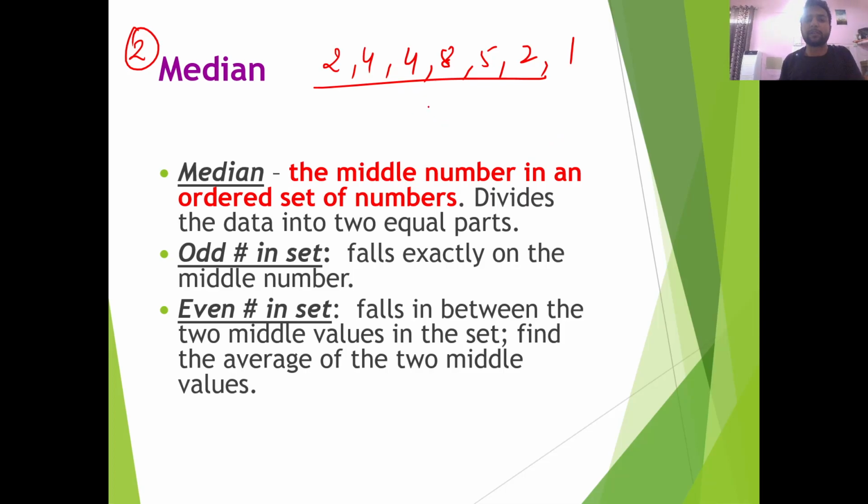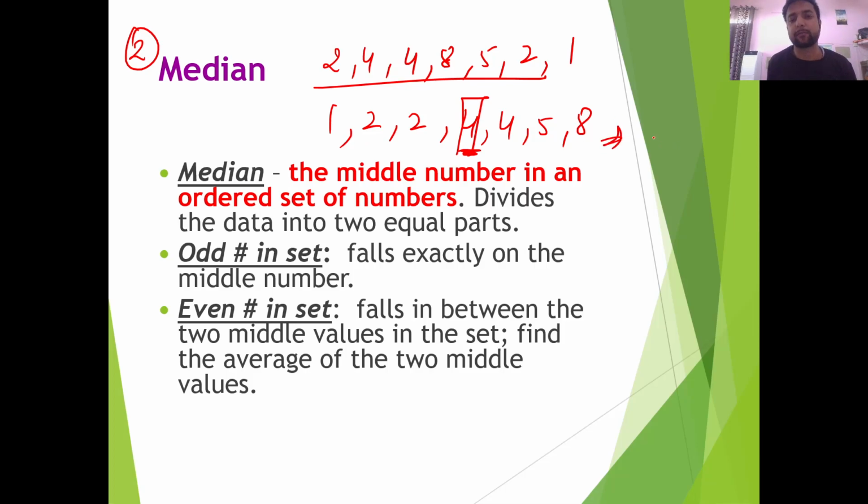How will we find the median in this case? We arrange this into increasing order first: 1, 2, 2, then 4, then 4, then 5, and then 8. Which is the middle number? 4 is the middle number, and it is therefore the median. How easy this is. One thing to note: because we have an odd number of observations, 3 plus 3 plus 1, that's 7 observations, that is an odd number of observations.